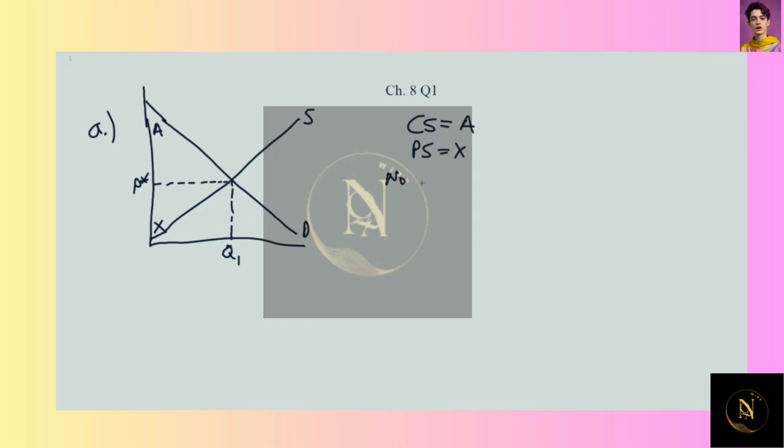So no deadweight loss. In part B, we're saying suppose the government forces each pizzeria to pay a $1 tax on each pizza sold. We want to illustrate the effect of this tax on the pizza market and be sure to label the consumer surplus, producer surplus, government revenue, and deadweight loss.